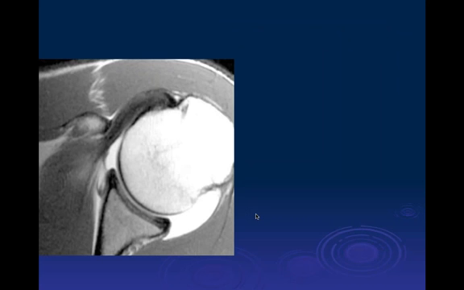Let me do this. So what I think is a better way to look at this on MR is to look at the axial images and look at the space between the coracoid process anteriorly in the axial plane and the anterior cortex of the humeral head, which we're seeing here. And you can measure that particular space. And in this area, we can see that it's a little bit narrowed.